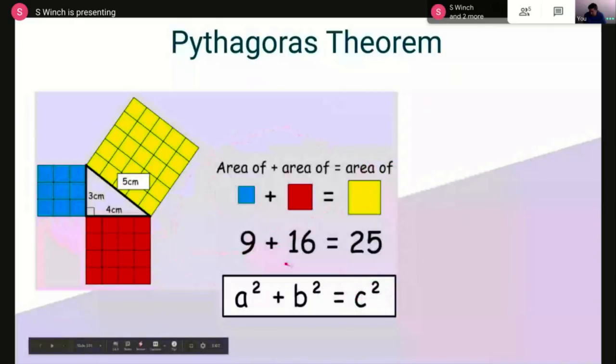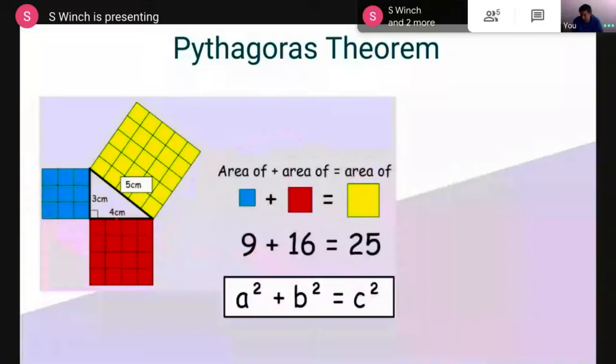Here you've got 3 squared, which gives us 9, 4 squared, which gives us 16, and because we're trying to find the hypotenuse, the longest side, we square root the answer. So you add side A to side B, which gives you 25, and then the square root of that would give you the length of the longest side. Okay, and I'm going to go into more detail as to what that means in a second.